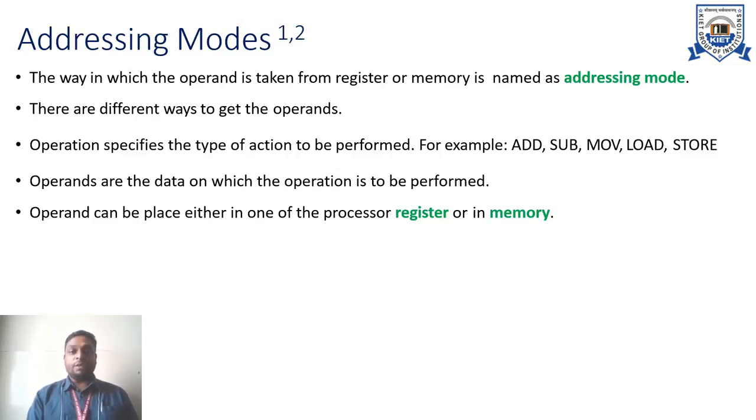There are different ways to get the operands, either from register or from memory. There are some operations like add, subtract, move, load, store. All of these operations require operands, and operands will be in the memory or register. Based on the addressing mode, it will be fetched from the location specified.